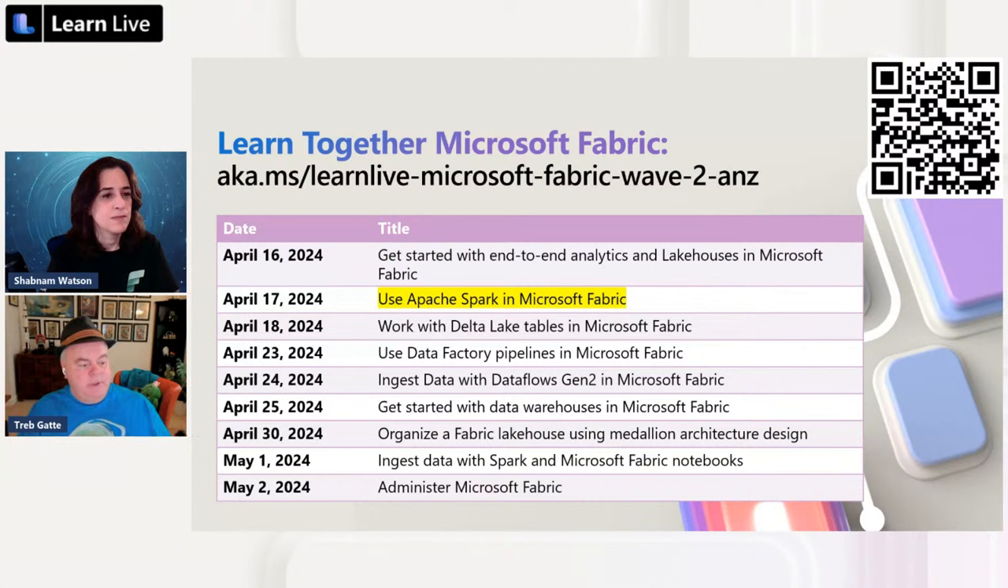Okay, so this is the schedule coming up. Again, Apache Spark is next, then Delta Lake, Data Factory, Data Flows, Gen 2, Data Warehouses, Fabric Lakehouse, using the medallion architecture design, ingesting with Spark and Fabric notebooks. And then the one I like to highlight is actually the last one, administer Microsoft Fabric. If you're coming from an administrator background and you're going through the series, you definitely want to be in that one because they're going to speak directly to you as to how you administer all of this.